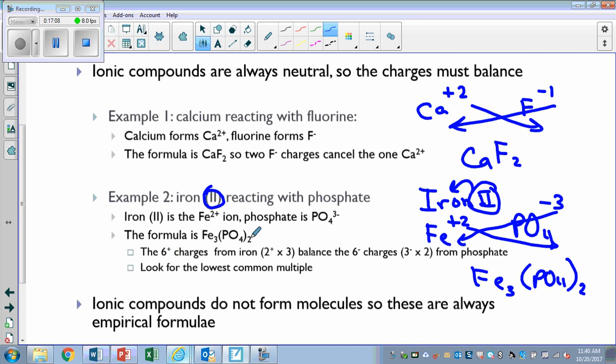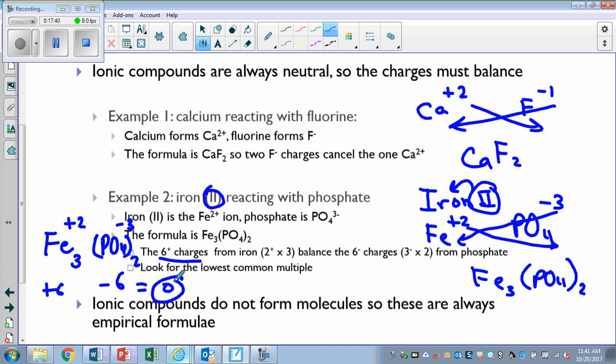So in the formula Fe3(PO4)2, the 6 plus charge is from the iron. Iron is plus 2, and that's what the 6 plus charge means. If you have iron(III), that means it is positive 9 charge right here. And then phosphate is minus 3, so when you have 2 phosphates, that charge is minus 6. So the overall charge for the formula is 0. For all ionic compounds, their overall charge has to be 0.